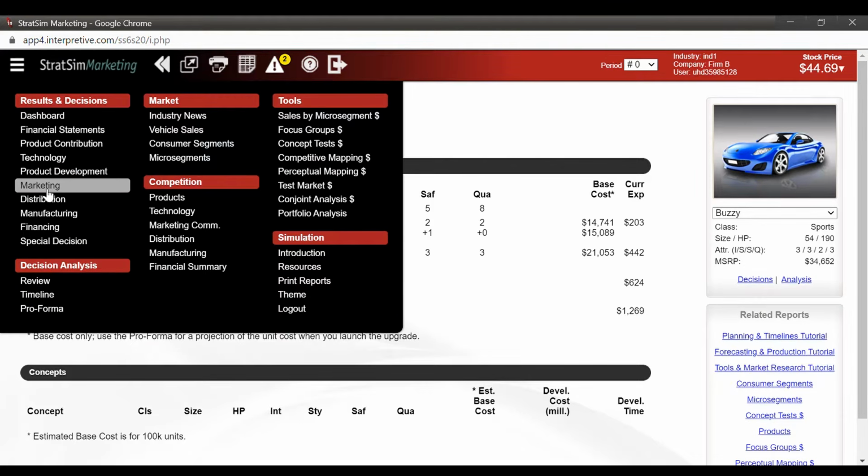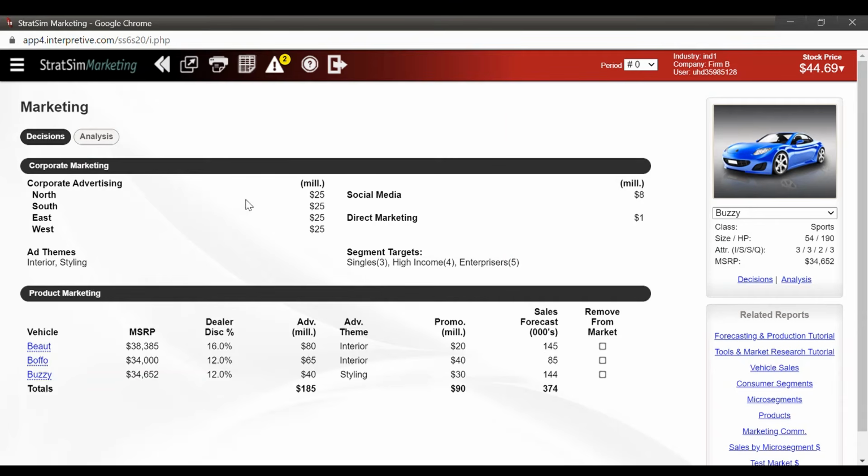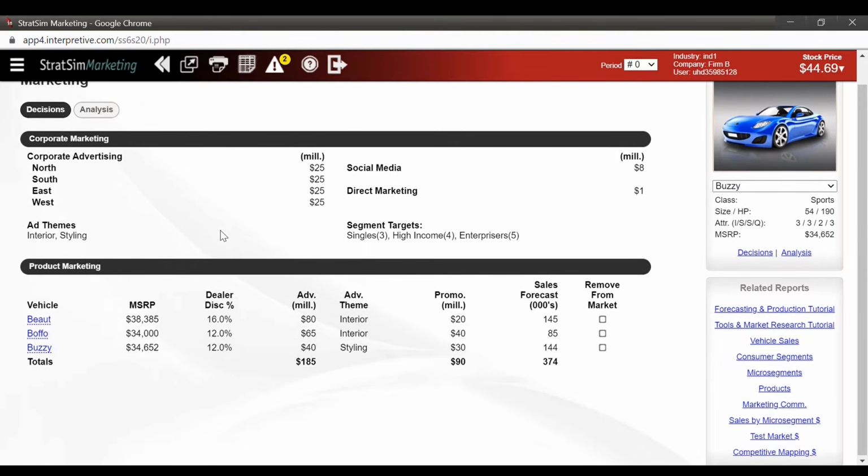Number 2, marketing. Very important. Corporate marketing, social media, direct marketing, all these, on every single period you want to make sure that you increase these numbers. Do it incrementally, do 1 or 2 million every period. Down here we have the MSRP, very important. You also want to take a look at increasing the prices. Every single period, the base cost of the vehicles go up. So at the very least, you need to consider the cost of inflation.